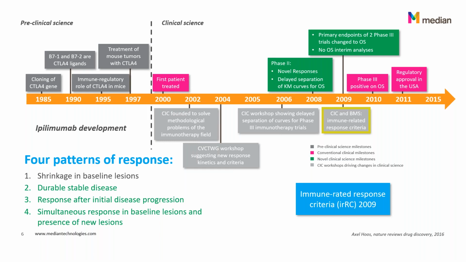The classic response pattern of traditional chemotherapy is tumor shrinkage after treatment. However, cancer immunotherapy showed different response patterns. Considering the response patterns of immunotherapy, such as durable stable disease, response after initial disease progression, and simultaneous response in baseline lesions with the presence of new lesions, the new immune-related response criteria, irRC, were published in 2009.